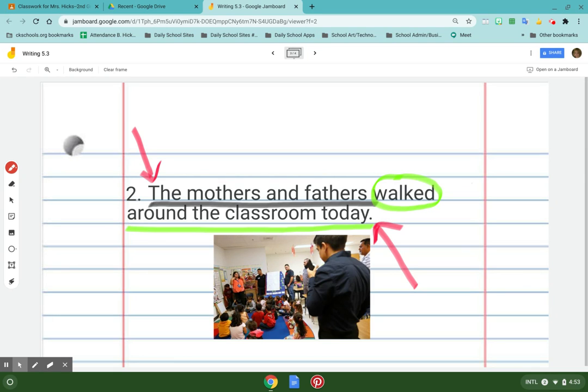I like this sentence just the way it is because I can't think of any words to put before mothers and fathers. The classroom, maybe I could fit one in there. I could do something like the mothers and fathers walked around the large classroom today. That's what I'll do. I'll put that one in. I could have said the small classroom, but I'll put that one in. So the mothers and fathers walked around the large classroom today because that looks like a pretty big classroom to me. All right. So do you see that?